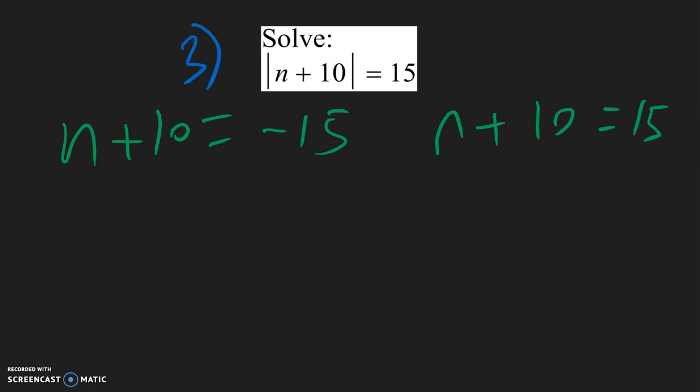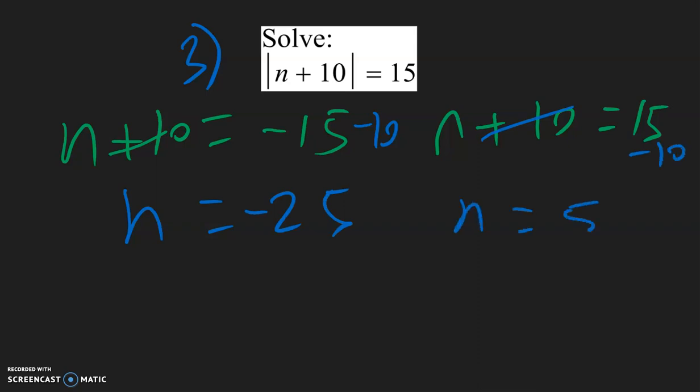Now notice the difference between number 3 and number 2. This 10 is being added to the n. On number 2, the number is right next to the variable, so it was being multiplied. So instead of dividing, we move. This plus 10 comes over here, becomes -10. So -15 minus 10 is -25. And for the second answer, -10. So 15 minus 10 is equal to +5. And these are the two solutions.